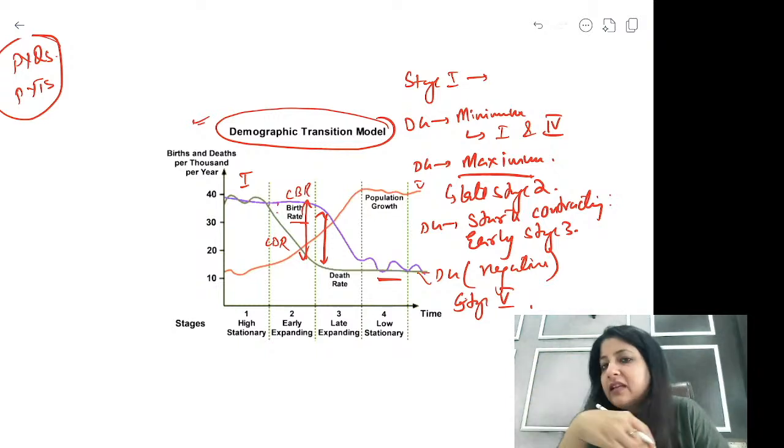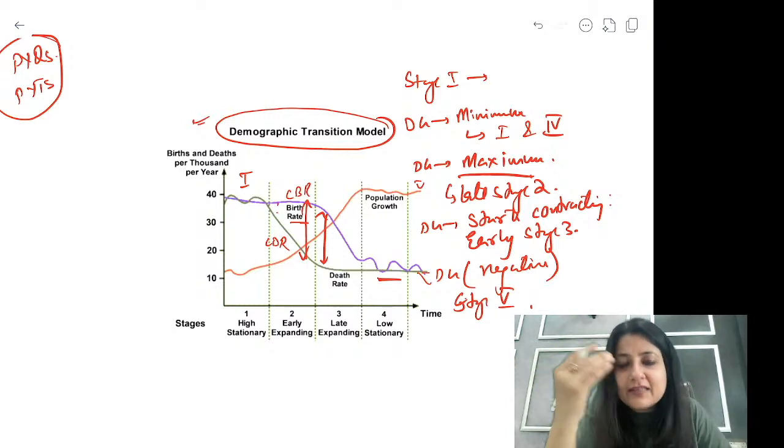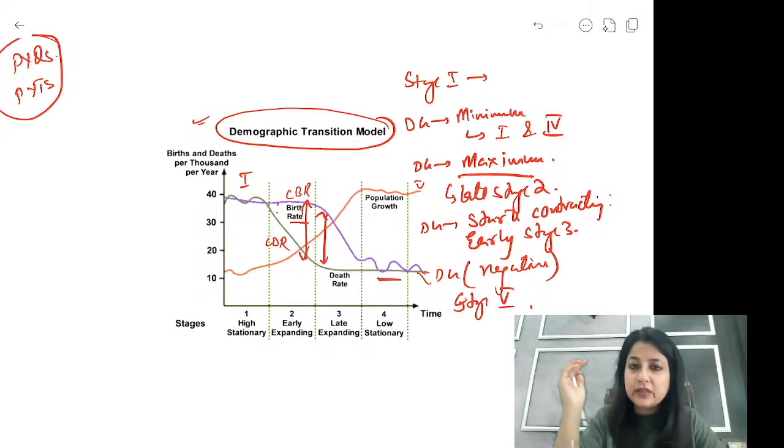In NEET PG they've asked the labeling. In INI-CET they've asked the interpretation of demographic gap, and the good thing is we have done all of the 3. Clear? Give me a thumbs up.